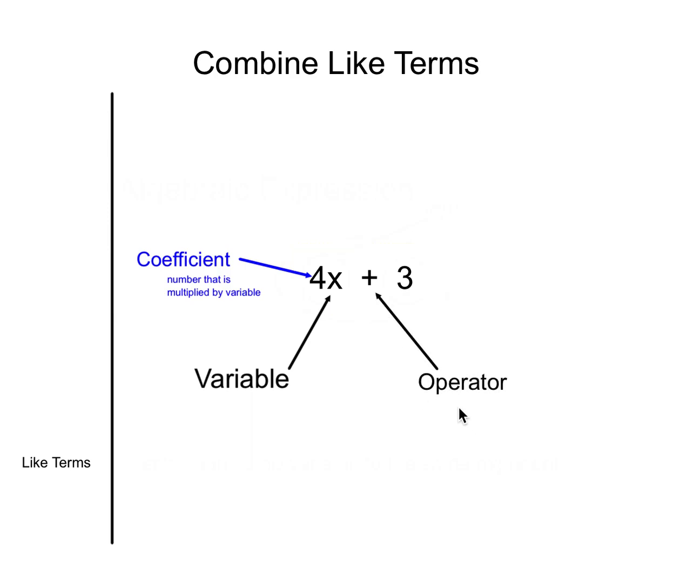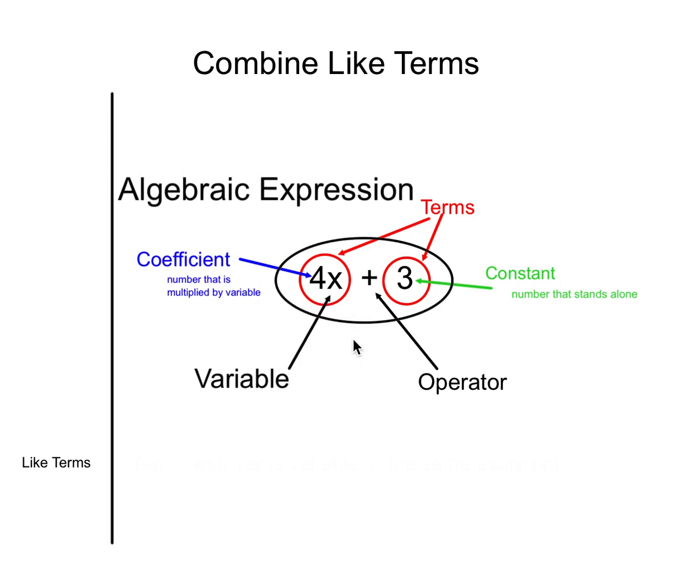Then we have the operator, and you will notice this will either be an addition or subtraction sign. And then we have what is called the constant. It's the number that stands alone. Each of these that have an operator that separates them is called a term. And together, they make up the algebraic expression. Remember, an expression doesn't have an equal sign.